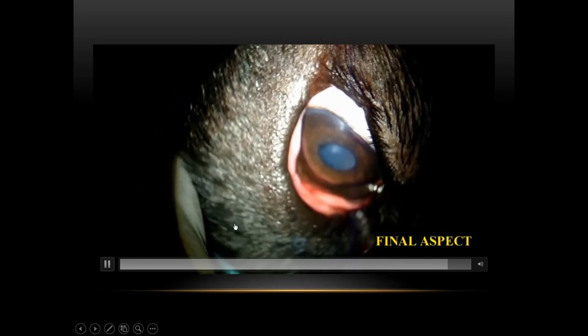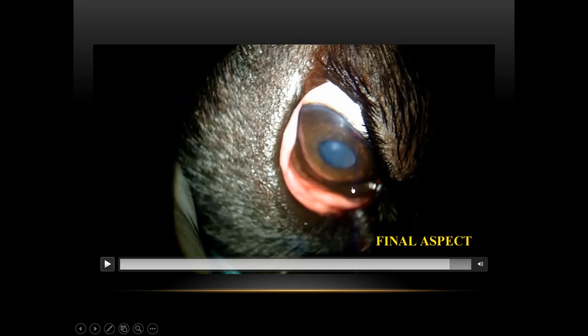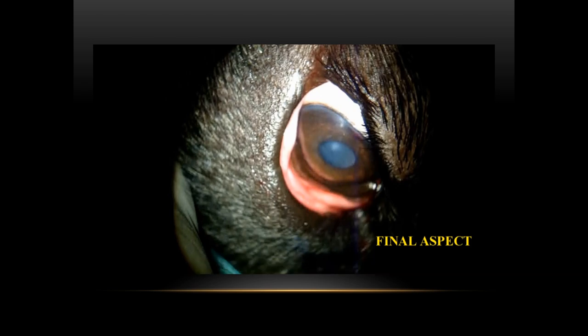So this is the final aspect. So just one suture, non-absorbable suture. You don't have to put the e-collar in this procedure, okay? And again, I recommend this procedure for large animals or if you have recurrences with the Morgan pocket technique, okay?